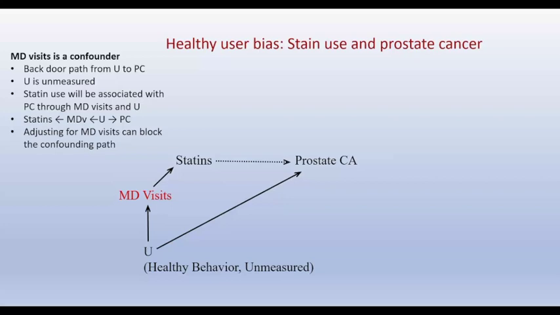And we can draw a DAG for that. So we have statins with an arrow to prostate cancer, a dotted arrow, meaning that we don't really know if statins cause prostate cancer. That's the question. So we have U, healthy behavior, which is an unmeasured confounder that we usually can't measure in our studies. And there's an arrow from U to MD visits, because these patients are usually more health conscious and visit their physicians more often. And once they visit their physician more often, they're more likely to get a statin. So you have a DAG structure that looks like this. And so we can see here how the confounding can occur.